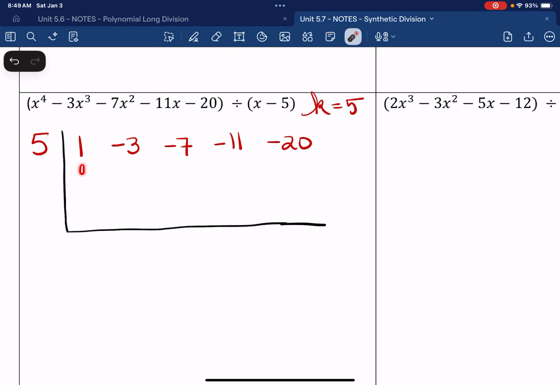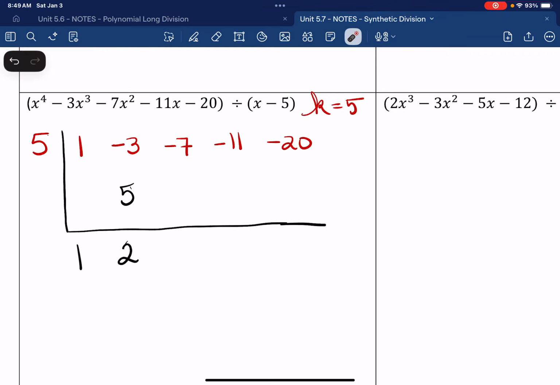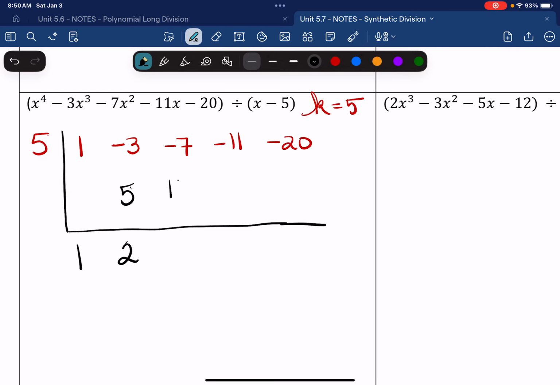All right, bring down the number 1 first. We bring down our 1. Now let's multiply. 5 times 1 gives us 5. And combine. Negative 3 plus 5 gives us 2. Now multiply. 5 times 2 gives us 10. Now combine. Negative 7 plus 10 gives us 3.